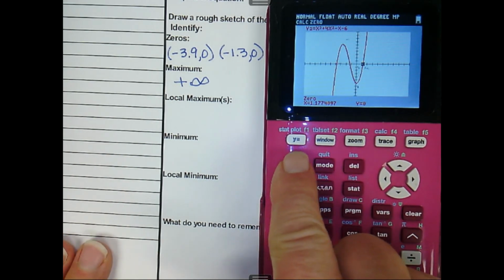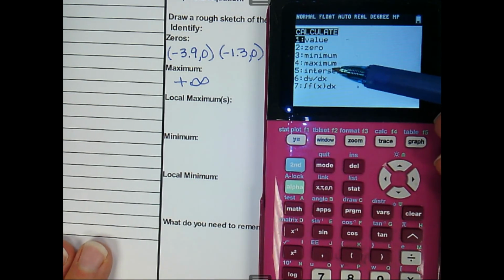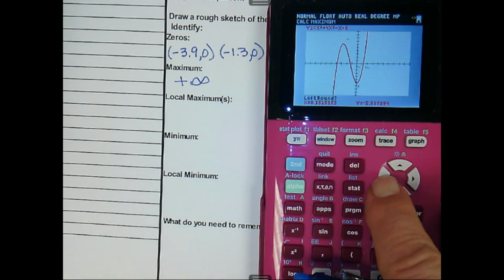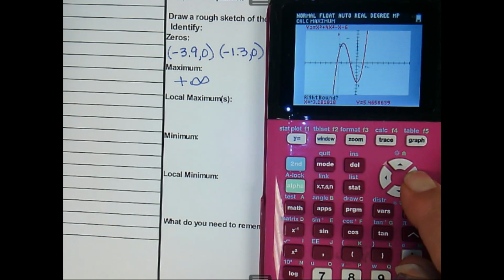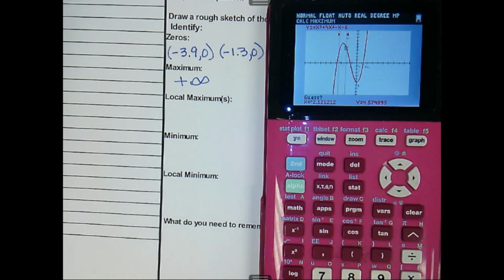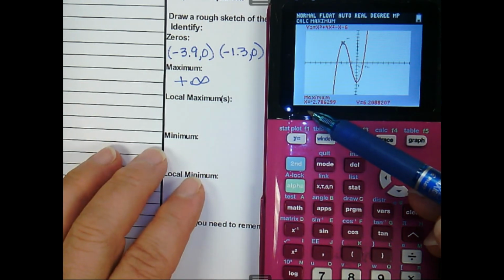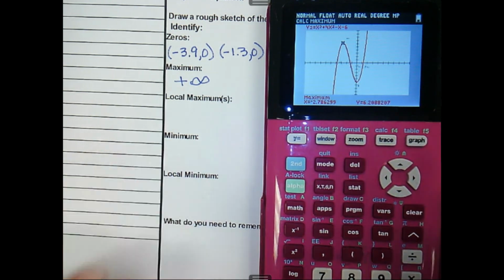So same thing. Second, trace. I look down here, maximum is 4, so I just hit 4. I've got to scroll all the way to the left side. There I am. I hit enter. I go up over that peak, hit enter a third time, and this is negative 2.8, 6.2.